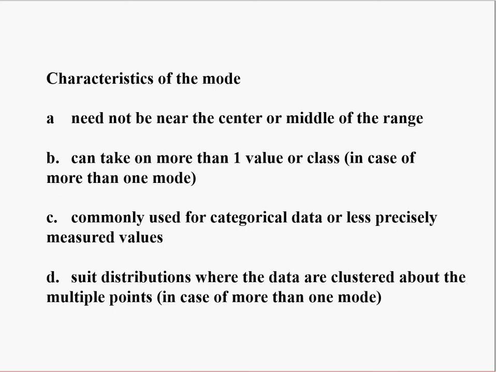Also, mode can take on more than one value. We just discussed one data set could have more than one mode. And the mode is commonly used for categorical data or less precisely measured values. For example, names: how many people have the name John, and what is the most common name in the country? Is that Jennifer? Is that Smith? That is a categorical variable.